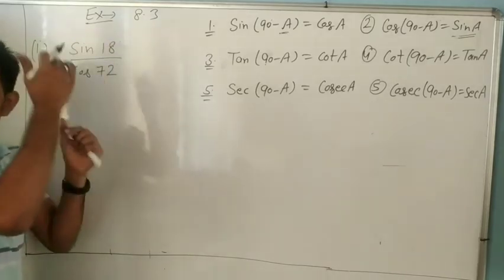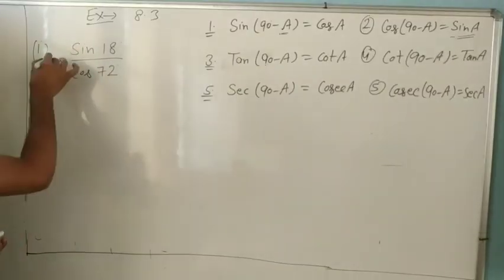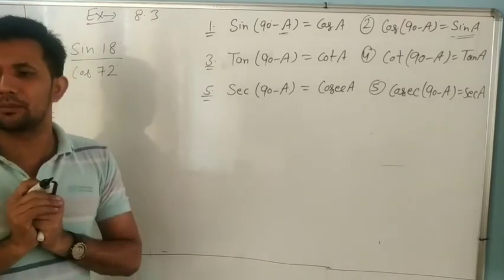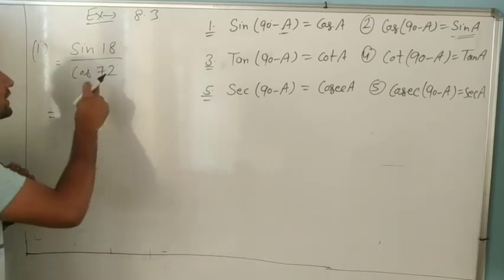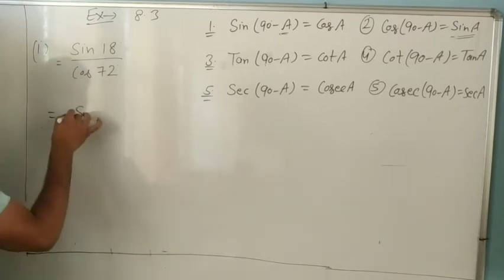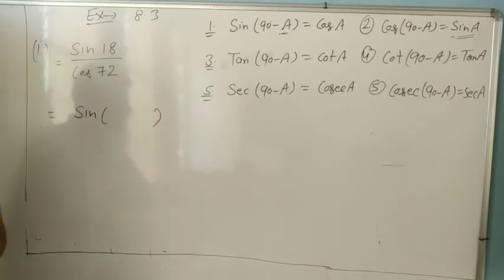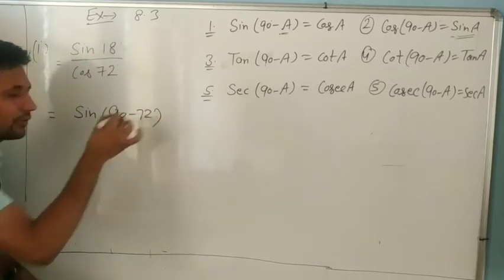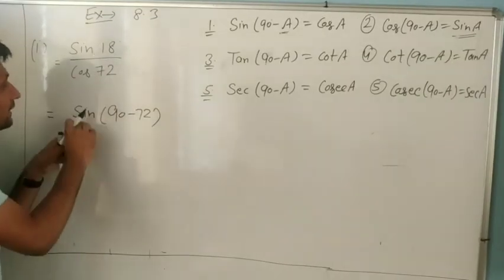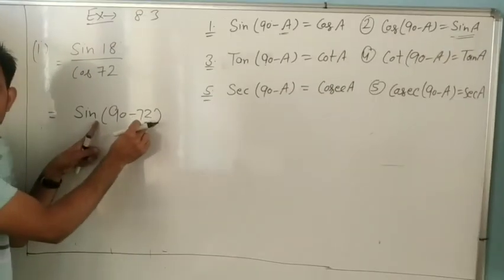Because cos divided by cos we can cut, but sin divided by cos we cannot cut. So we observe that there is only one thing you have to identify in such type of question: is the sum 90 or not? 72 plus 18 is 90. Yes. Good. Can you write sin 18 as sin of 90 minus 72? Yes. Sin bracket 18 means 90 minus 72.